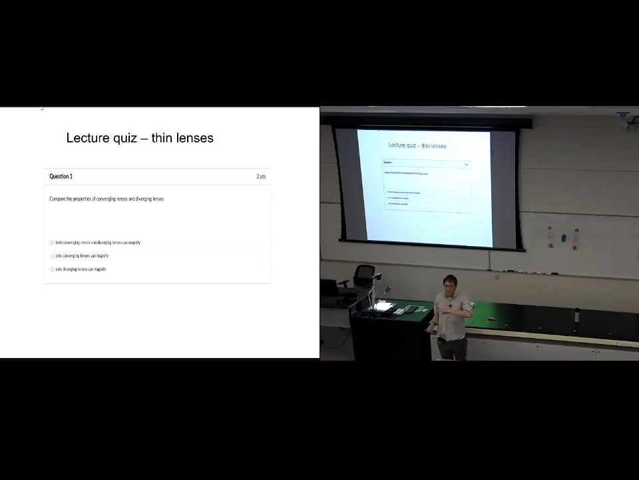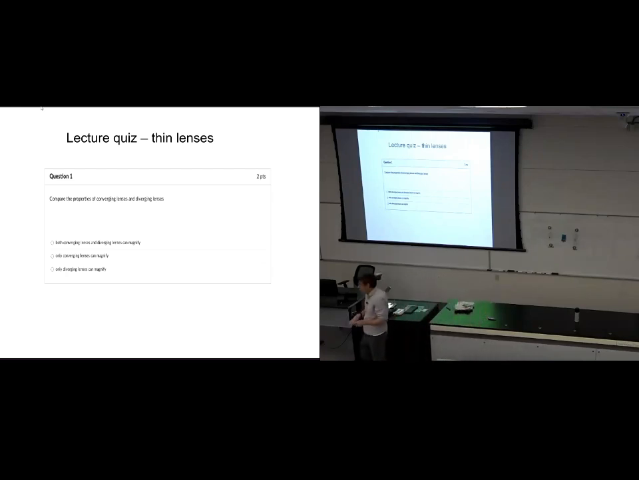Converging lenses, like converging mirrors, can magnify and minify. So they can do both. They're very capable. Diverging lenses, like diverging mirrors, can only minify. They can't magnify. So they're less flexible. So the answer is that it's a converging lens that can magnify. A diverging lens cannot magnify.